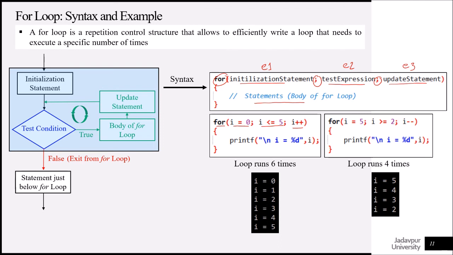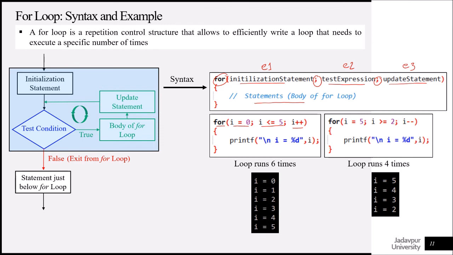And again, I would reiterate that you need to be very careful about the update statement as well as the test expression. Because if you set up the for loop in a wrong manner, suppose here you have provided a greater than or equal to test condition, but you are incrementing i from a value which is greater than the constant in the test expression.